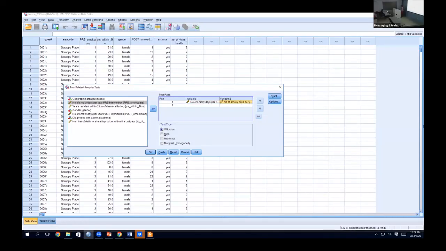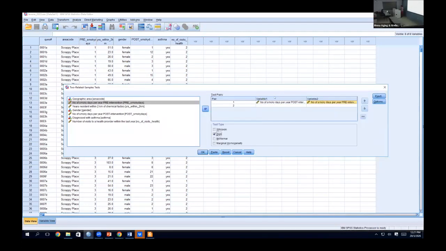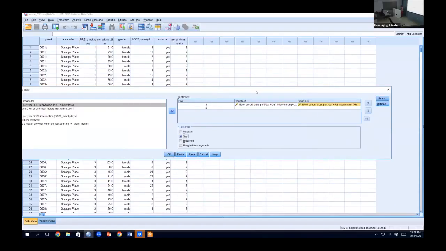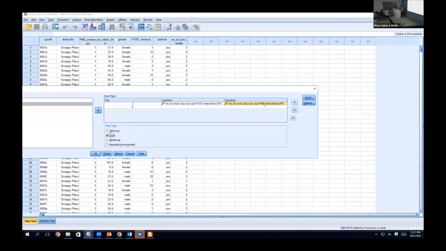And then we're gonna untick the Wilcoxon, tick off this side. Pre minus post. So that means that variable 2 should be pre and variable 1 should be post. If yours is not like that, you can use this double-headed arrow and switch them around. And untick the Wilcoxon and make sure you tick off the sign test.